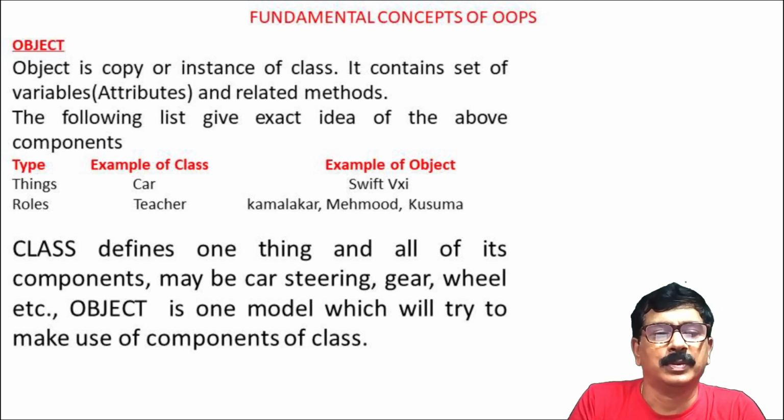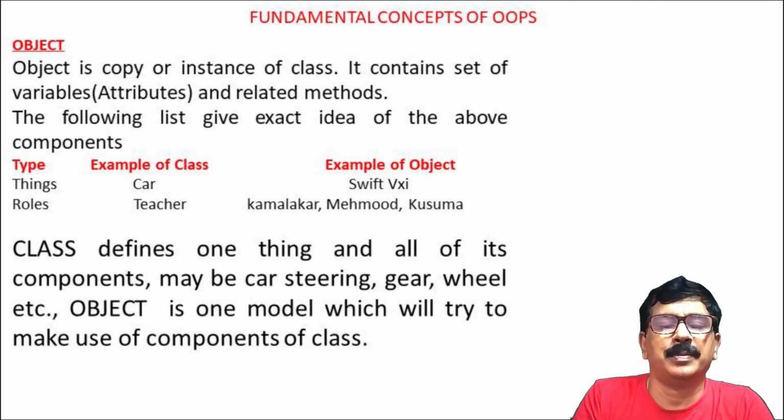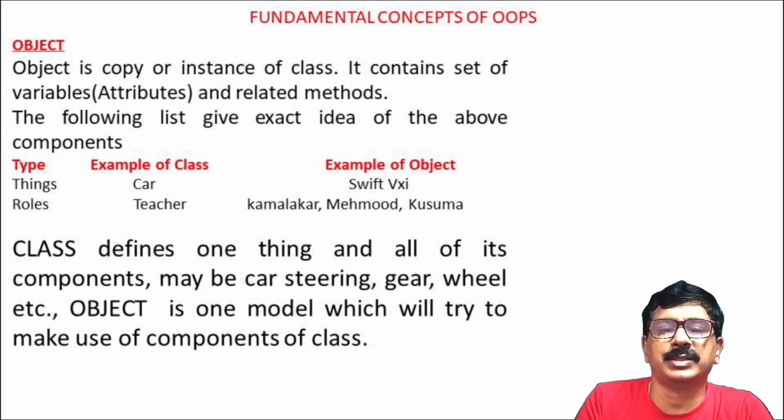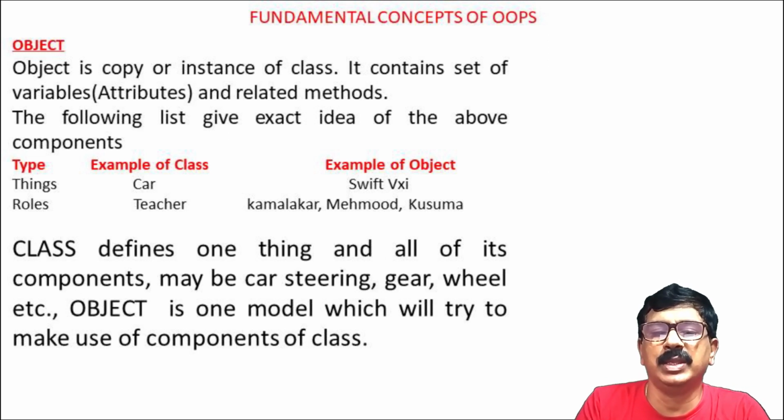Type, things, example: maybe car, example of object maybe Swift VXI. Roles: we can call teacher a class, and the teacher's name may be there, and that we can call an object. A class defines one thing and all of its components, maybe car steering, gear, wheel, etc. An object is one model that makes use of the components of a class.